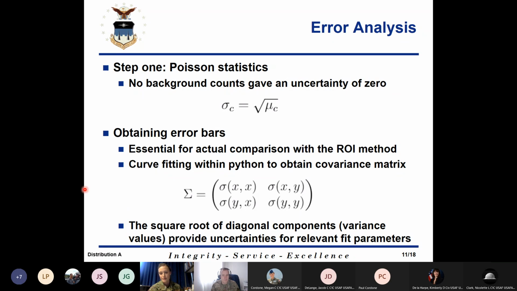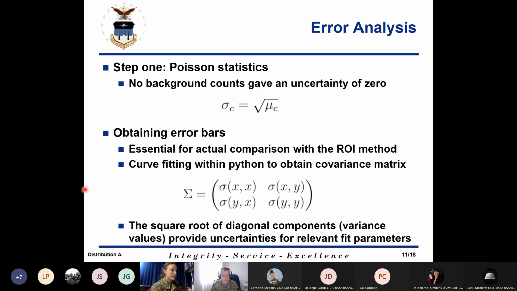So now moving on to some error analysis. And why is this important? This is important because we want to see, does peak fitting actually outperform the ROI method? And if the answer is no, that's really problematic. If the answer is yes, that's exactly what we're intending to do. So error analysis is going to allow us to do that side-by-side comparison with ROI and peak fitting.